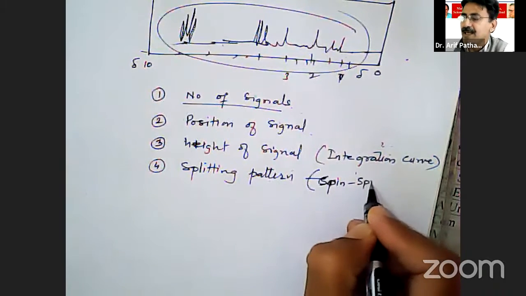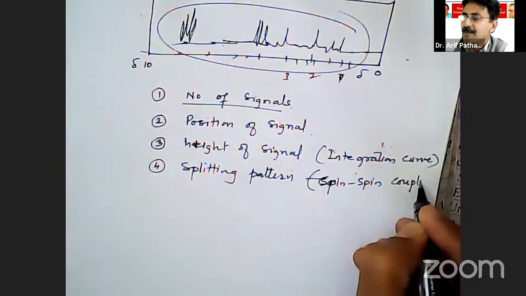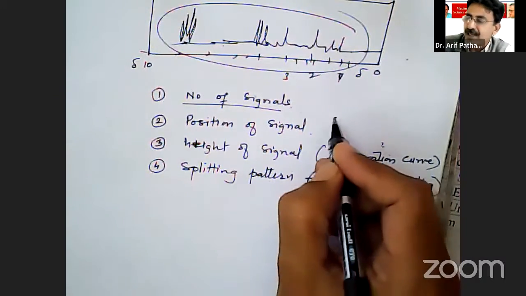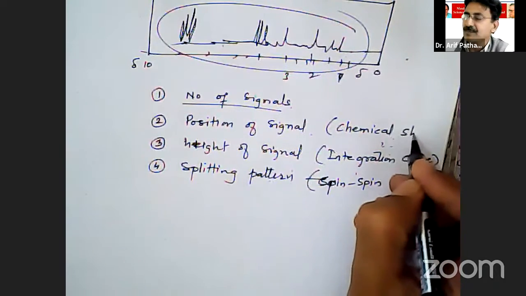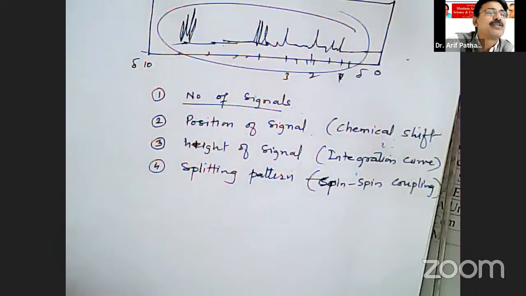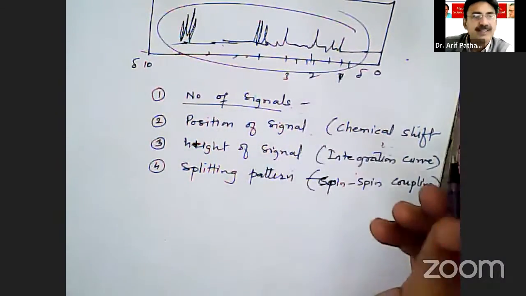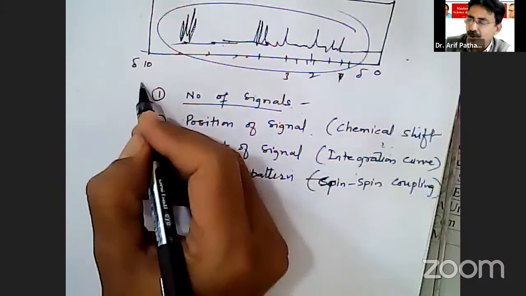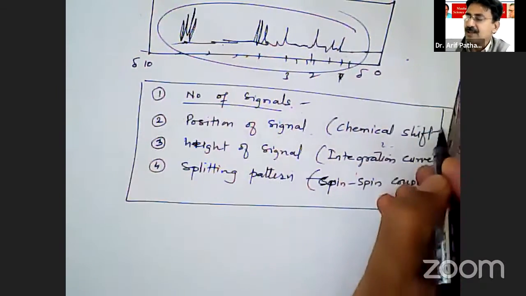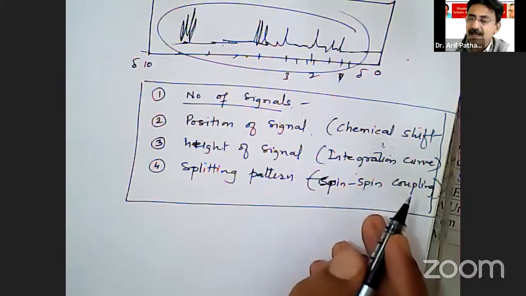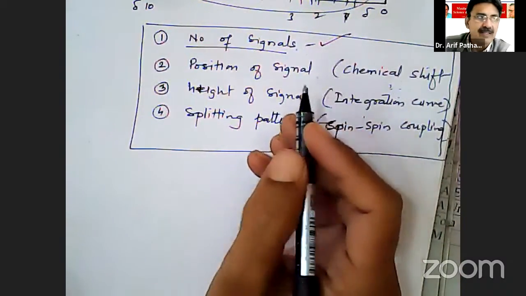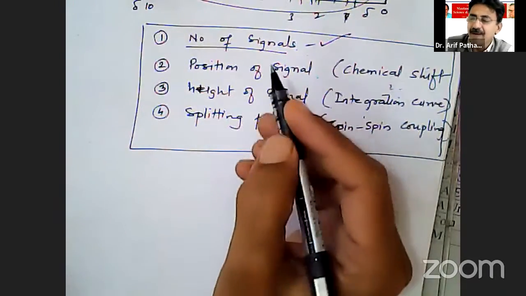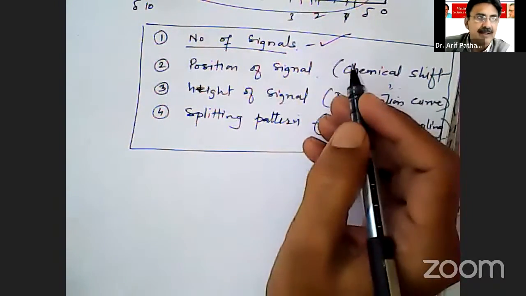Position of signal is called chemical shift. And number of signals. So these 4 points we have to consider while interpreting NMR spectra. First point we have already discussed, but we will revise it once in short, and then go to the second factor.